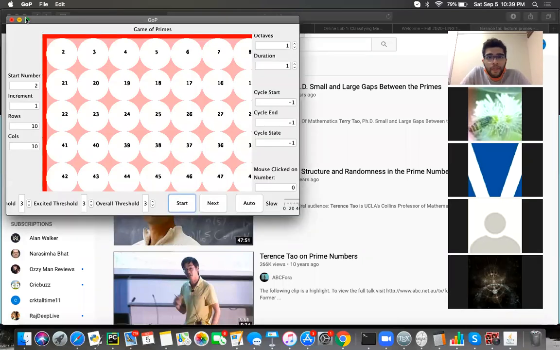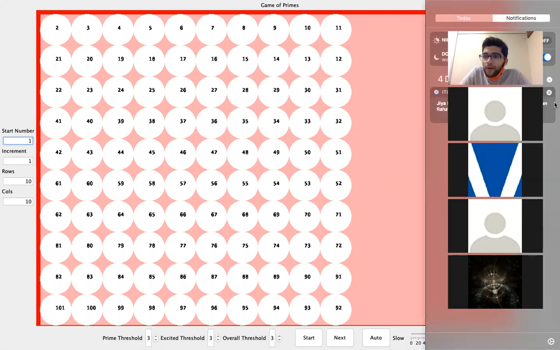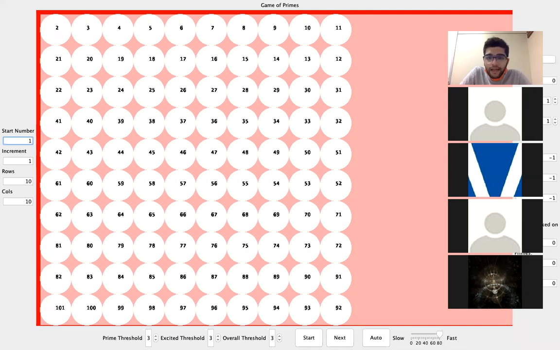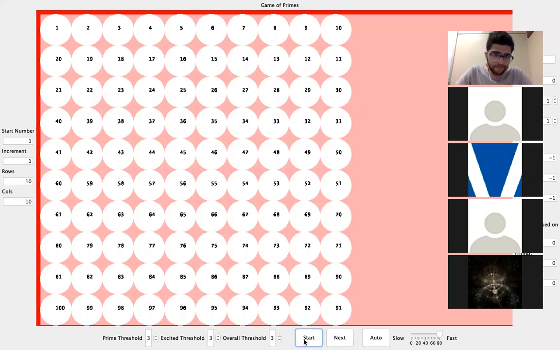Okay, so we have this, right? And I wish to remind you all that we can decide the size of this interface. We can make it as big as we want. We could have it as small as we want. For example, it could just be one number, right? Or it could be 10 by 10, which is 100 numbers.